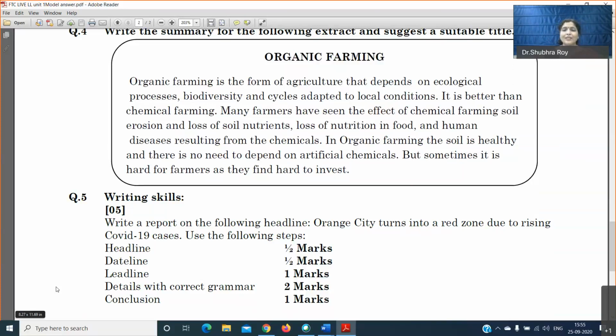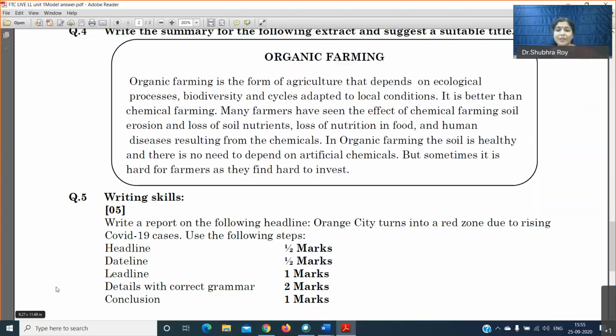Lead line, you ask the questions. Lead line will be, you can take a link from the headline only. You can start from there only. Orange City has turned. Now you are changing the tense because you are writing the report. In writing a report, you change the tense into past and past perfect. So Orange City has turned into, this turns into is the headline.